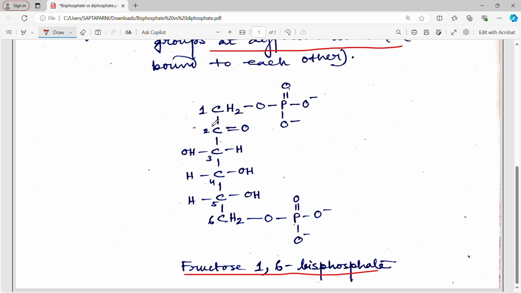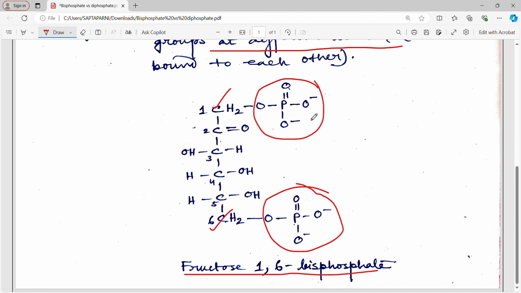Here see, fructose is a C6 carbohydrate, or monosaccharide. On the first carbon moiety, you can see a phosphate group is attached, and on the sixth carbon moiety there is another phosphate group attached. So there are two phosphate groups, but both are attached at different locations. That is why they are known as bisphosphate.